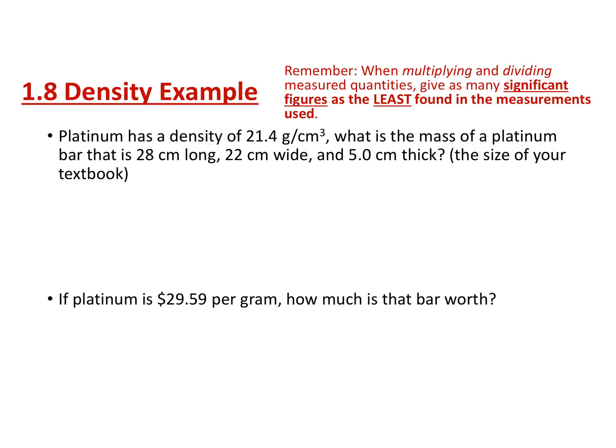So here's one example for you guys. Platinum has a density of 21.4 grams per cubic centimeter. What's the mass of a platinum bar that's 28 centimeters long, 22 centimeters wide, and 5 centimeters thick? About the size of a textbook. And second part of this question, if platinum is $29.59 per gram, how much would that bar be worth? So here's one for you to try.